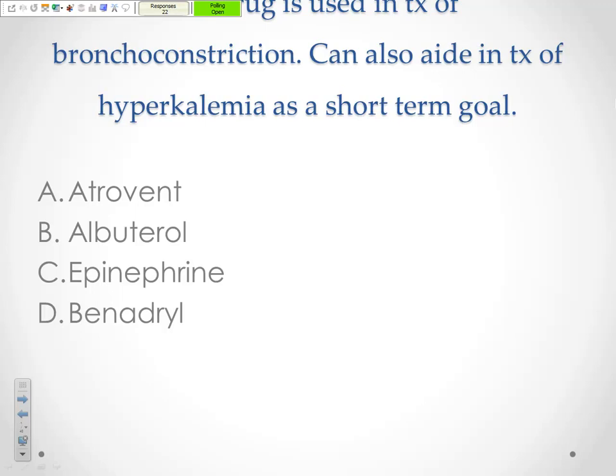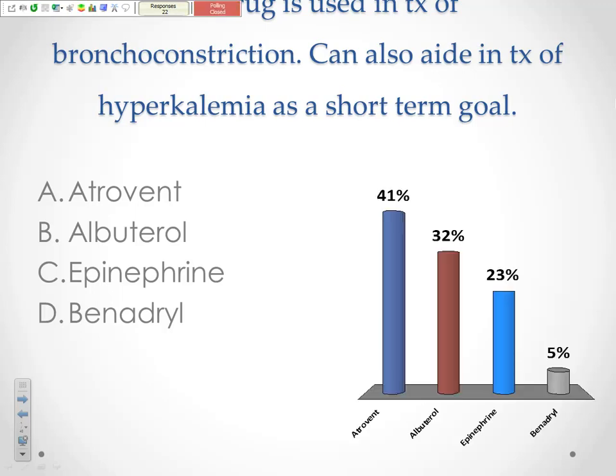All the way down. All right, so 41% of you said Atrovent. 32% said albuterol, 23% said epinephrine, and 5% said Benadryl. The correct answer is albuterol. Albuterol helps to pull potassium out of the cell. So it helps whenever you are hyperkalemic.